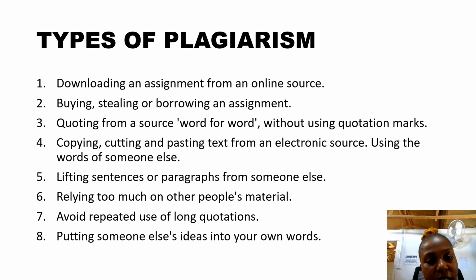So now let's look at the types of plagiarism. Number 1, you can do plagiarism by downloading an assignment from an online source and then you submit it without even editing. Number 2, buying or stealing or borrowing an assignment. Quoting from a source word to word without using quotation marks. Copying, cutting, and pasting text from an electronic source using the words of someone else. Lifting sentences and paragraphs from someone else. Relying too much on other people's materials. Avoid repeated use of long quotations. Putting someone else's ideas into your own words.